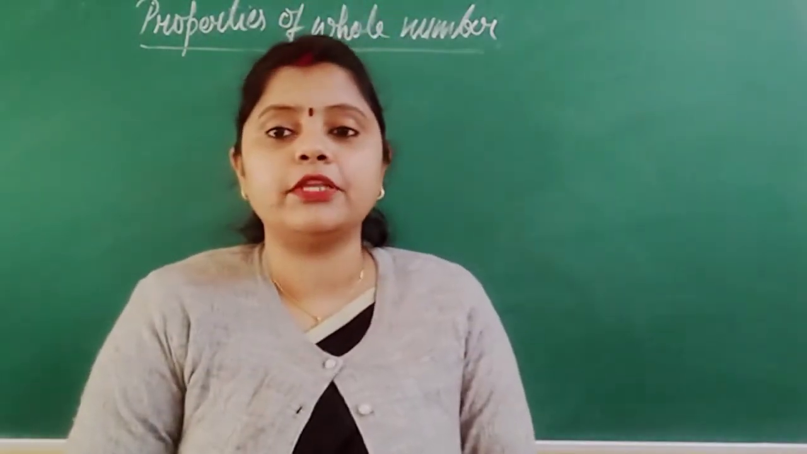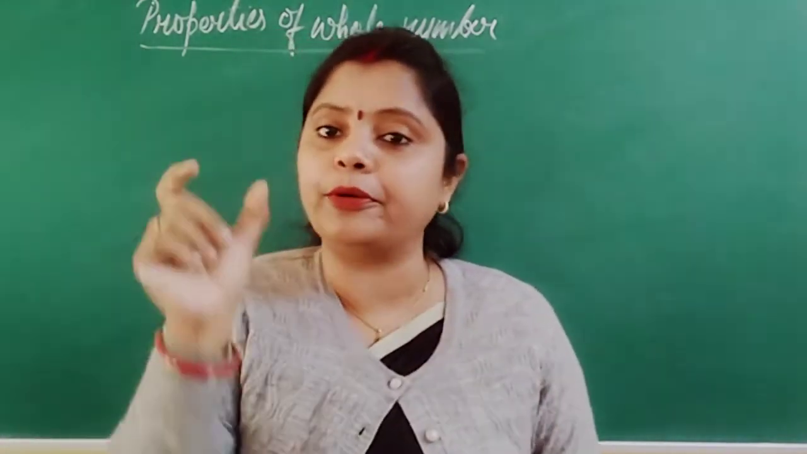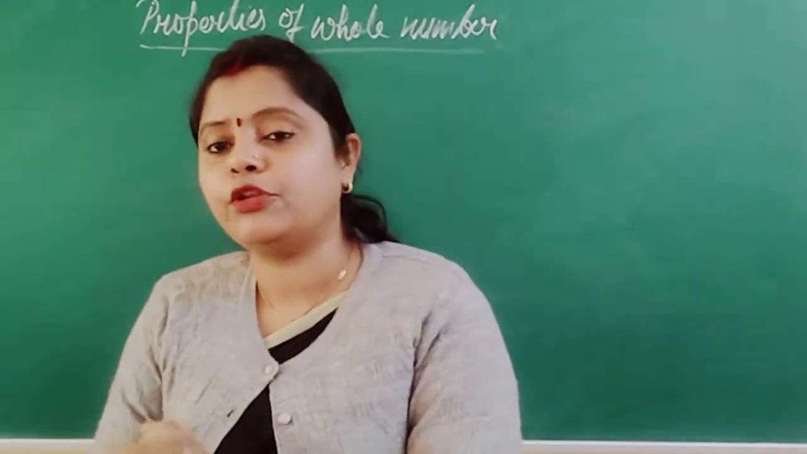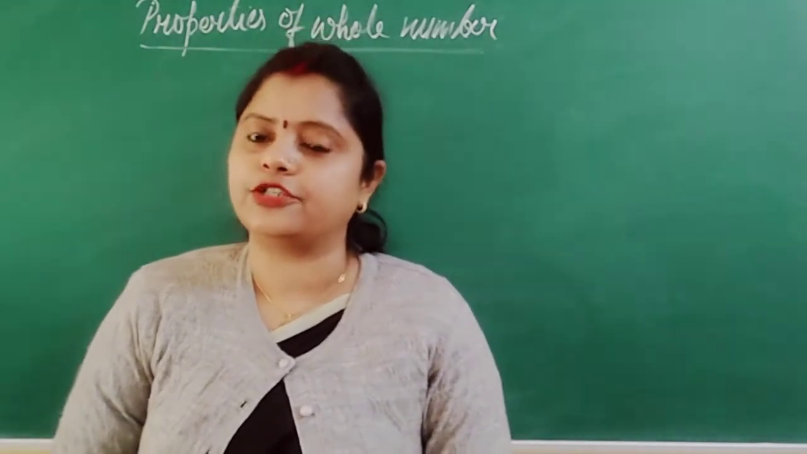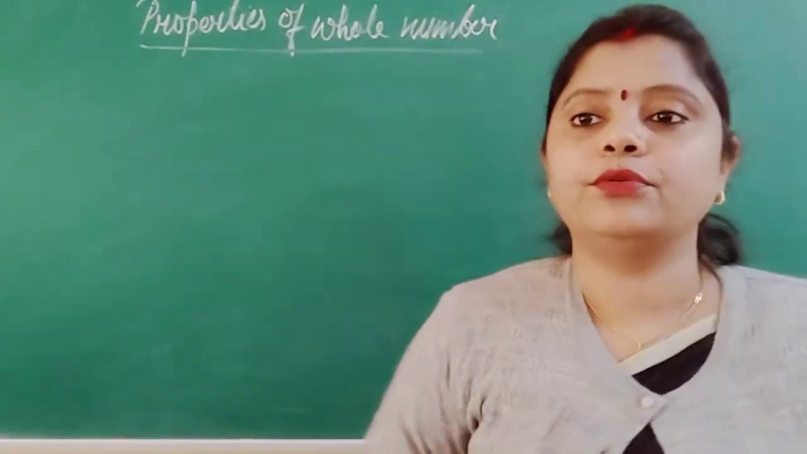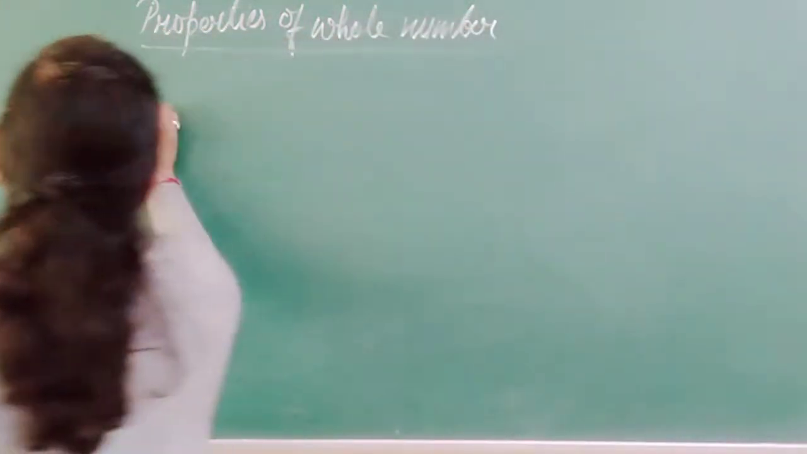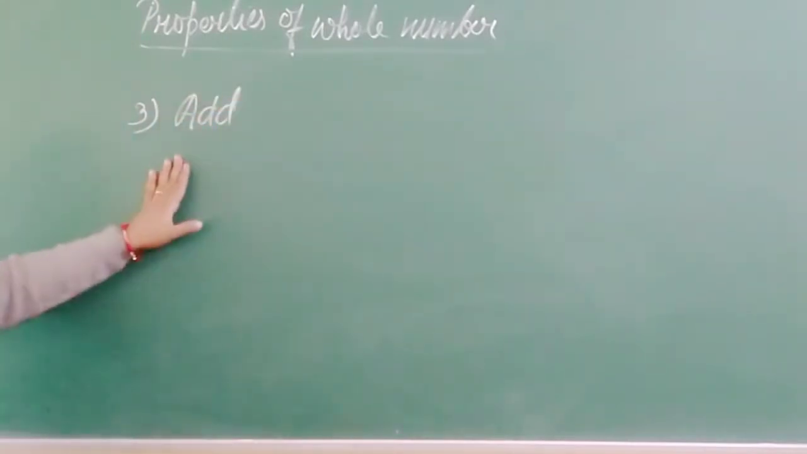In our previous video we discussed the first two properties of addition, the closure property and the commutative property. As I told you, in our next video we will discuss two more properties of addition. So we are ready with it. Now we are going to start with this one. The third property is the additive property of 0.